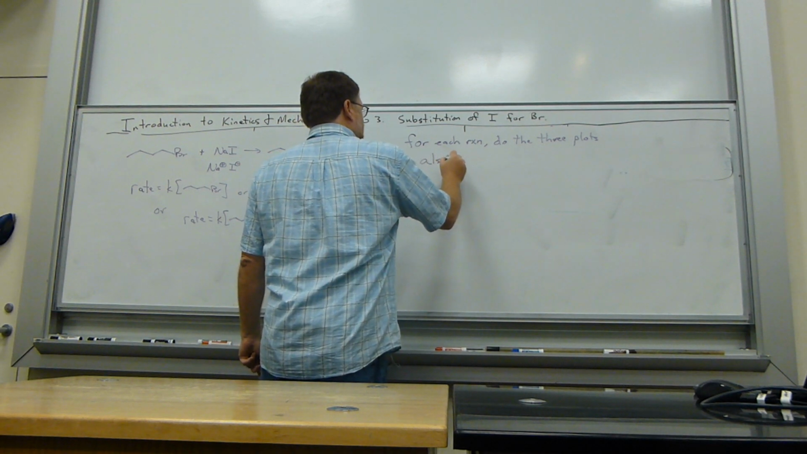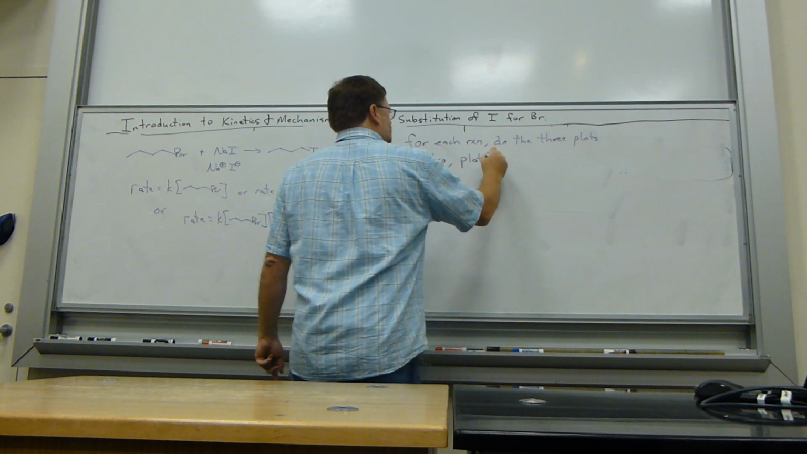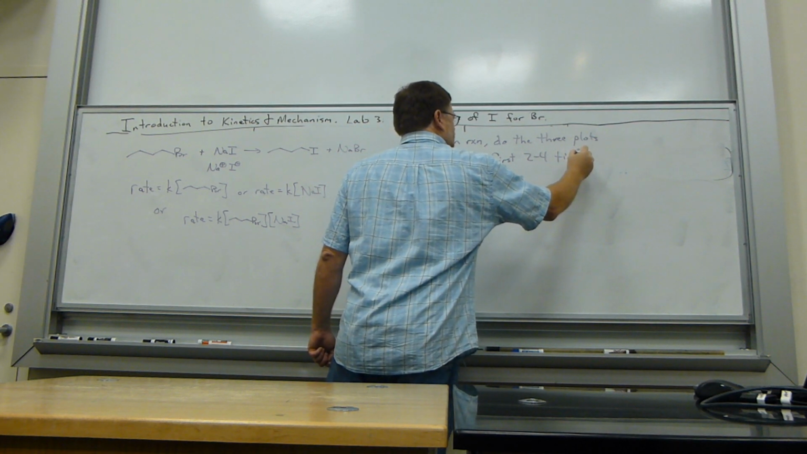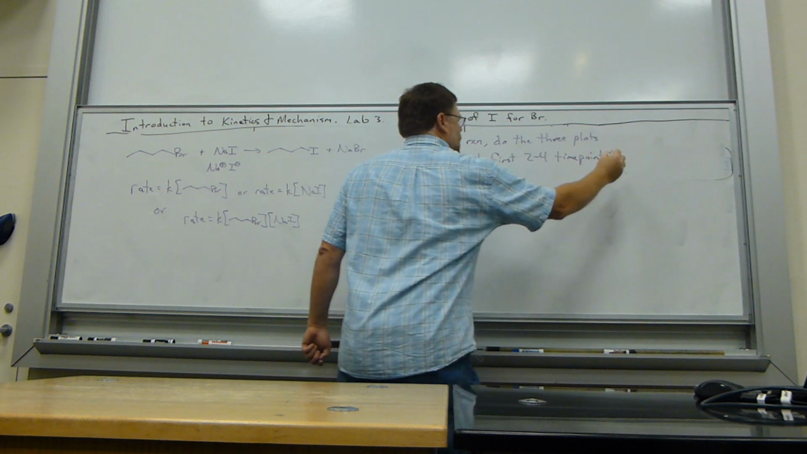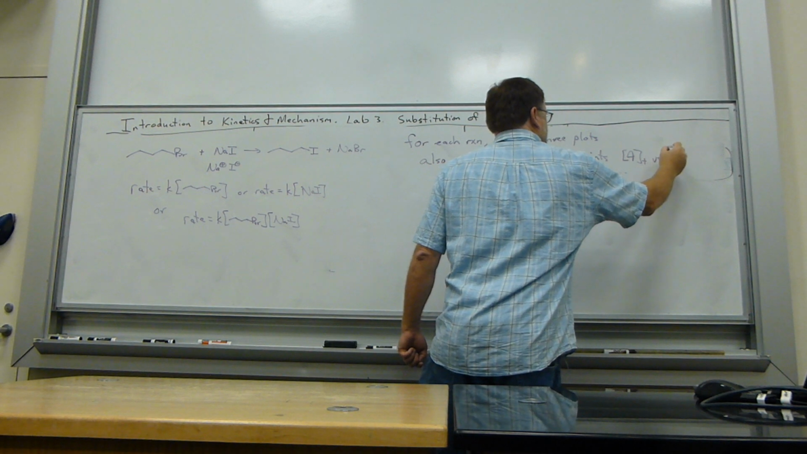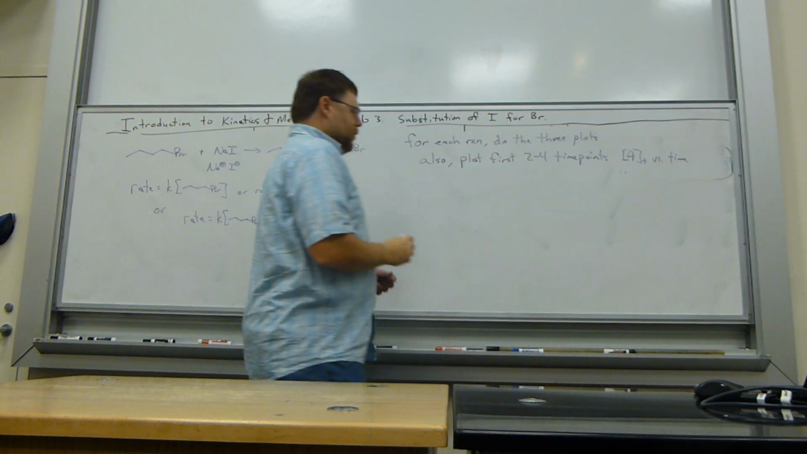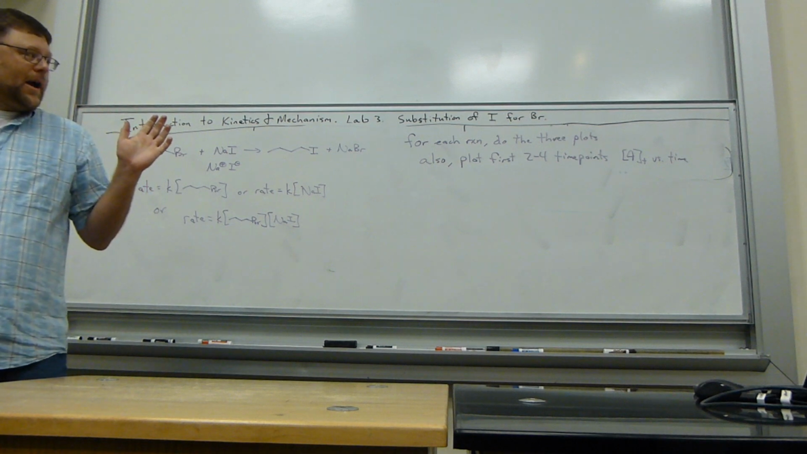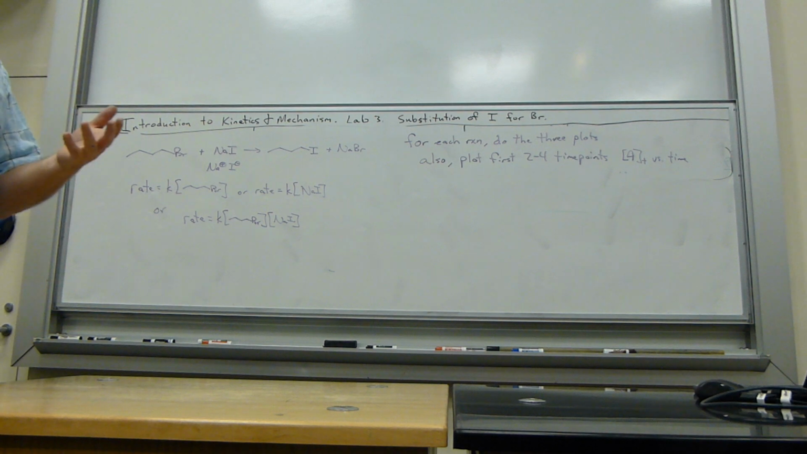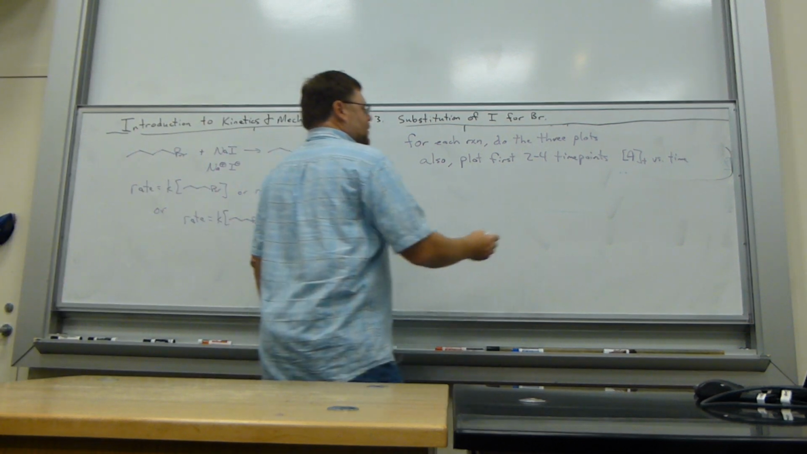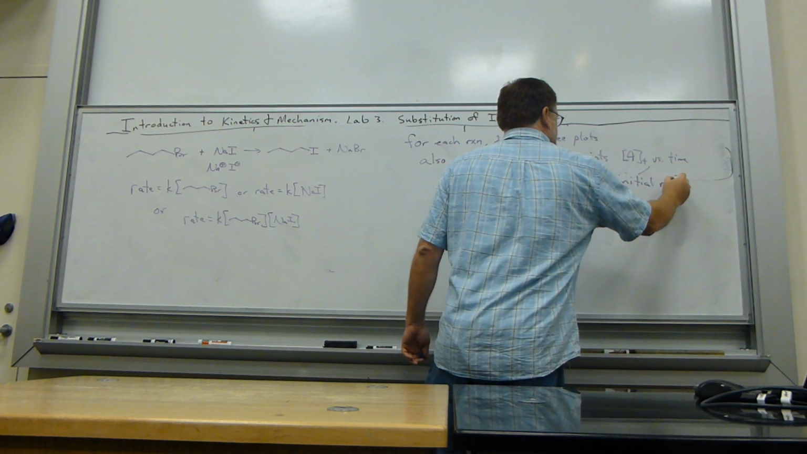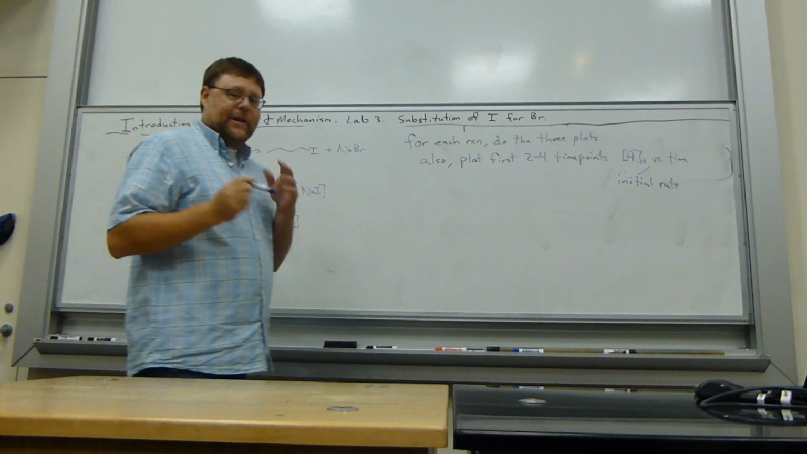And then we're also going to, for the first 2 to 4 time points, plot the concentration of A versus time. That is the rate of the reaction. This is for the initial rate. We're going to do the first 2 or 4 because that's initial.